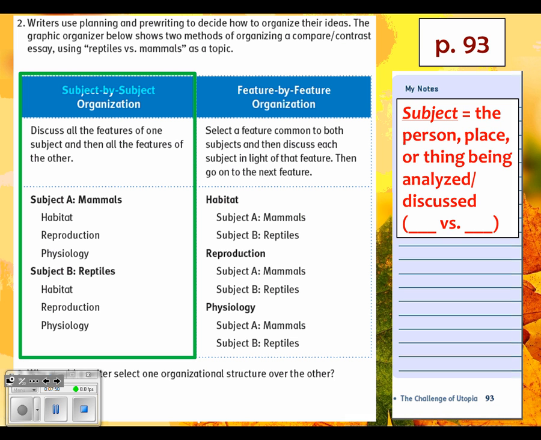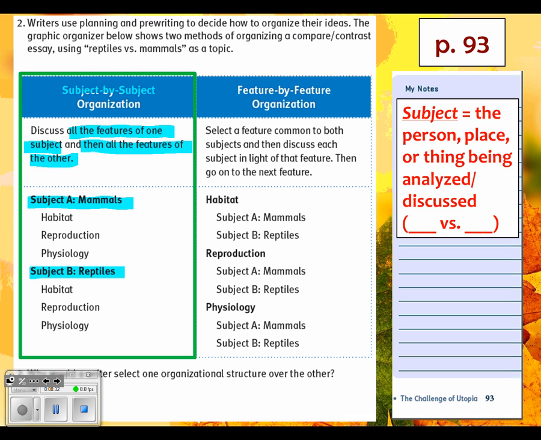Now, the way subject by subject works is that you speak about all of the features of one subject in its entirety, and then you move on to all of the features of the second subject. So let's say in this example in your Springboard, you're writing an essay about mammals versus reptiles. First you discuss all about mammals, you never bring up the other subject, and then the last half of your work you discuss all about reptiles.